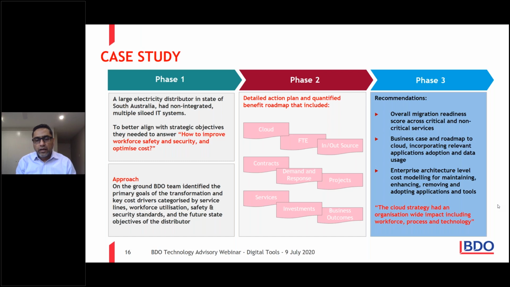Now, at the end of the day, while the cloud strategy is a part of it, it actually becomes organization-wide, and it has an impact on people, it has an impact on process, and definitely on the technology. And all of those things put together start to deliver the operational efficiency and the cost reduction that we have been talking about throughout this presentation.